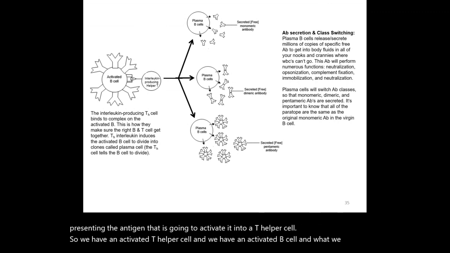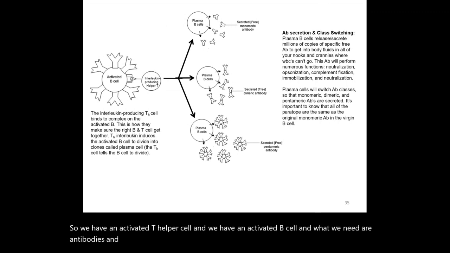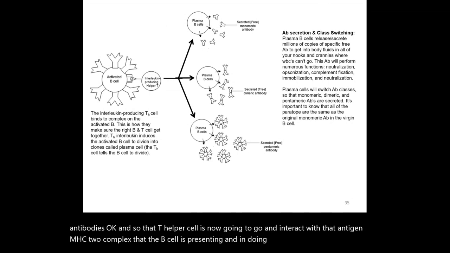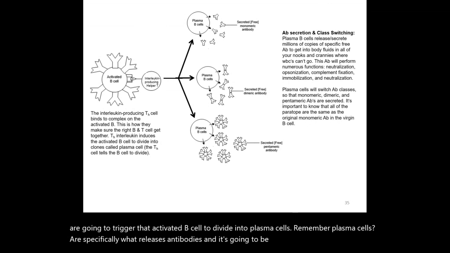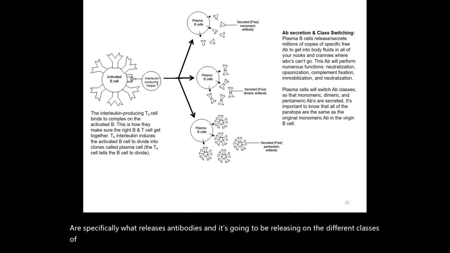And what we need are antibodies, okay? And so that T helper cell is now going to go and interact with that antigen MHC2 complex that the B cell is presenting. And in doing so, it is going to release cytokines that are going to trigger that activated B cell to divide into plasma cells. Remember, plasma cells are specifically what releases antibodies. And it's going to be releasing the different classes of antibodies. That way we can get as much protection as possible.